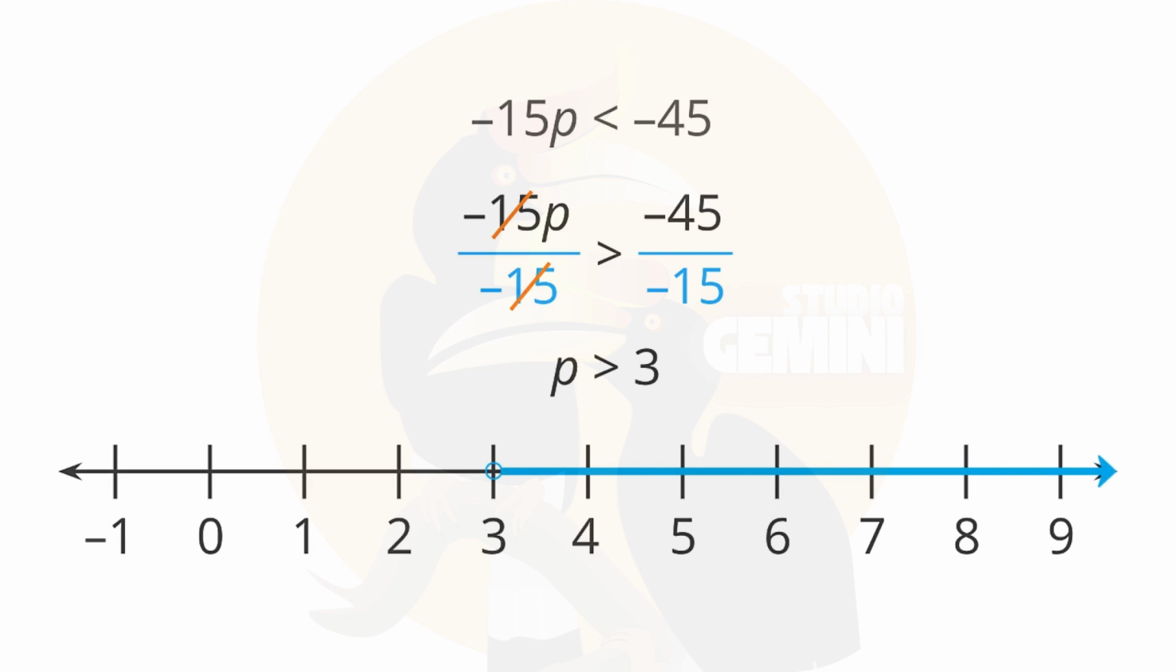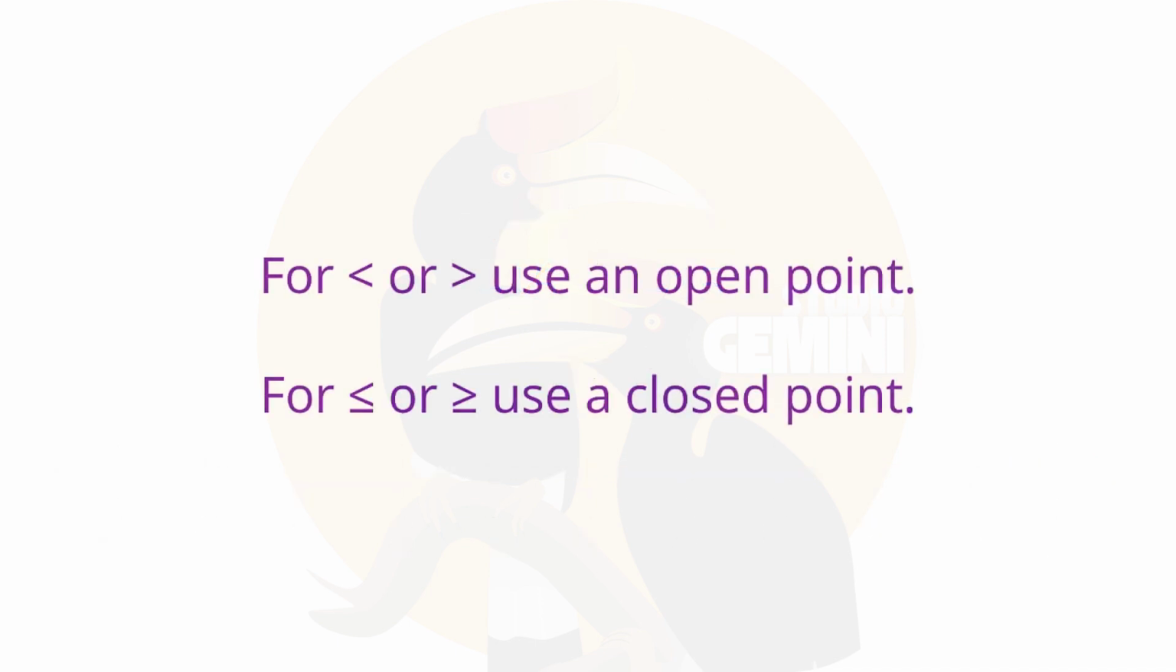Now that we've seen some examples, you know more about graphing solutions to inequalities. When we have a less than symbol or a greater than symbol, we will use an open point. And when we have a less than or equal to or a greater than or equal to symbol, we will use a closed point. You're now ready to try some on your own.